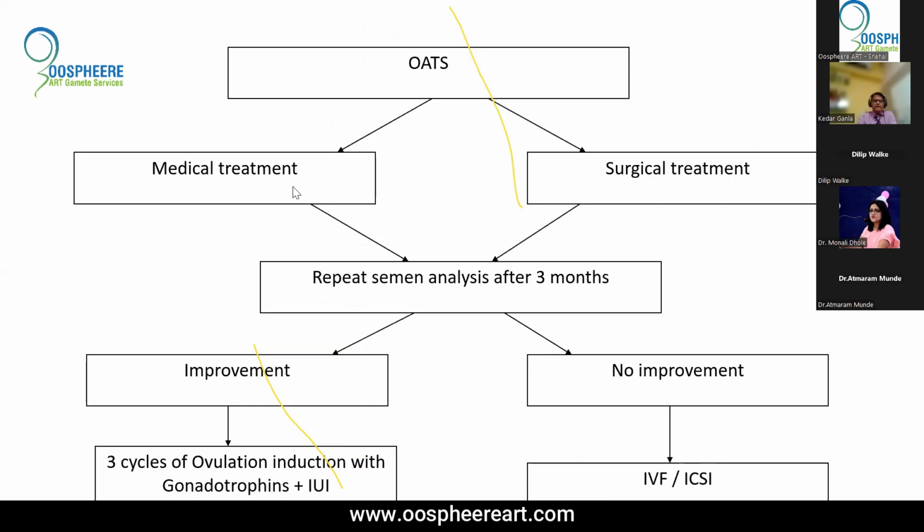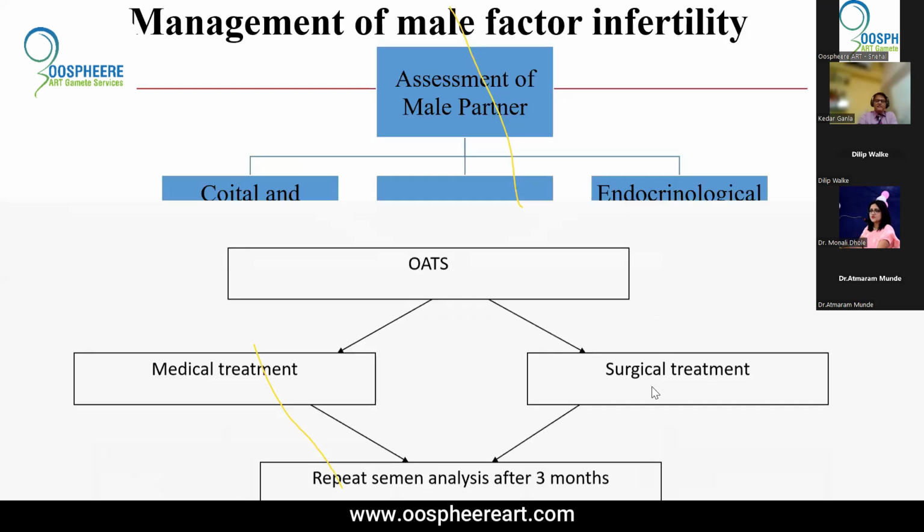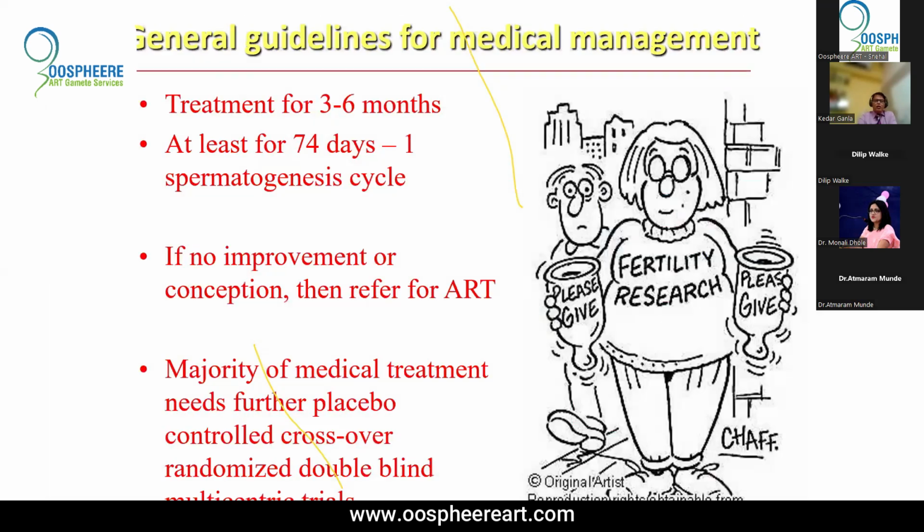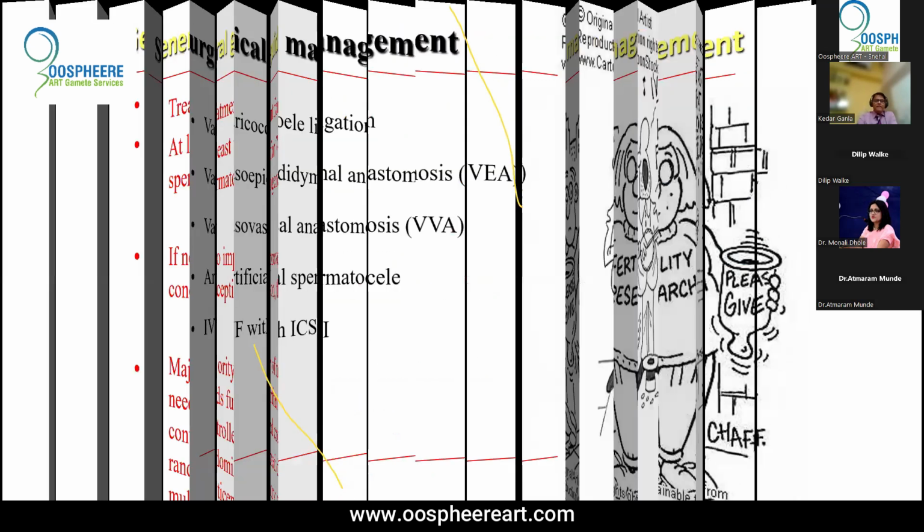Male infertility: medical treatment, surgical treatment, repeat semen analysis after 3 months. The problem is we don't want to wait for 3 months because we are scared that the patient will go to somebody else. This is the biggest challenge we are facing now. If there is improvement due to IUI with gonadotrophins, continue; no improvement, IVF-ICSI. All the treatments should be evaluated after 74 days of treatment.